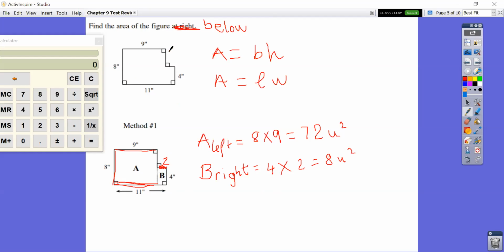So for the area of this polygon, you have to add the 2 areas, the A on your left side and the B on the right side. Add them up. So the final answer: you take 72 plus 8, add them together. That's how you get the answer, 80 square units. So that's the first way to get the answer done.